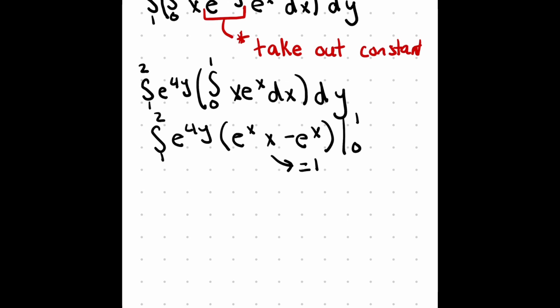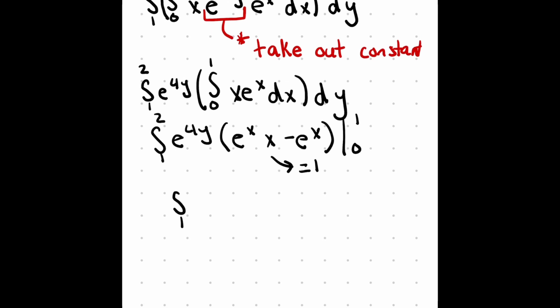And then if you plug in 1 and 0, that e to the x times x minus e to the x is equal to 1. So then 1 times e to the 4y is e to the 4y. So then you're just left with the dy integral from 1 to 2 of e to 4y.